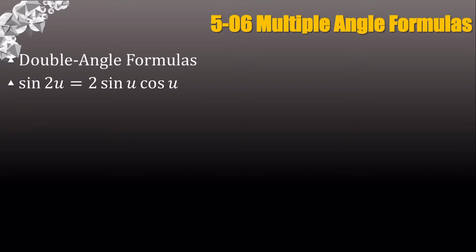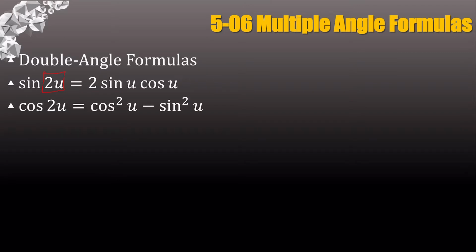Lesson 5-6, Multiple Angle Formulas. So we have another set of identities. The double angle formulas: sine of 2u equals 2 sine of u cosine of u. It's called the double angle formula because it's 2 times the angle.